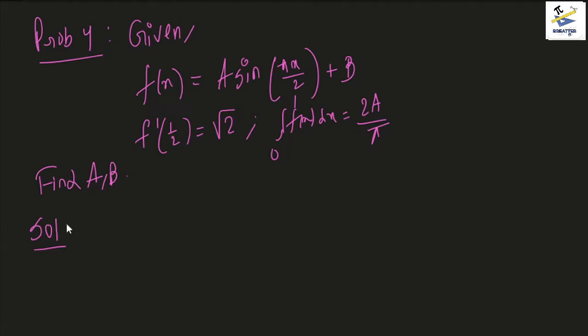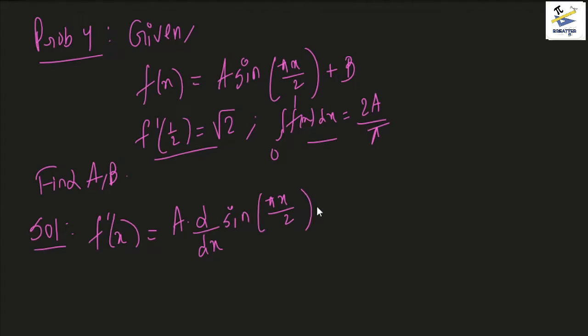So solution. We are given two different conditions here which we need to use. So firstly we see that the derivative of f x, f dashed x, should be a into d dx of sine of pi x by 2 plus d dx of b. Since b is a constant, this evaluates to a into d dx of sine of pi x by 2.